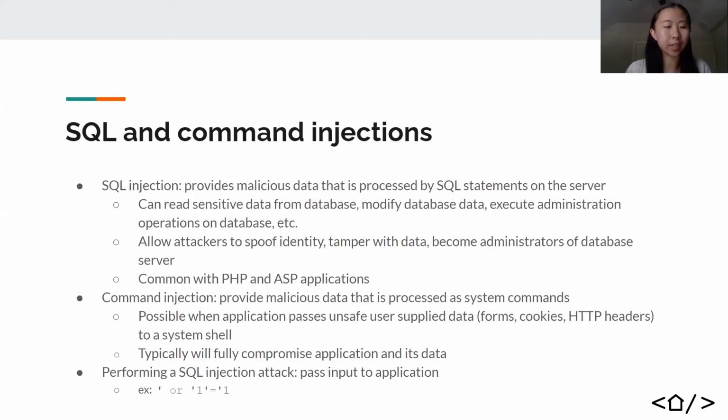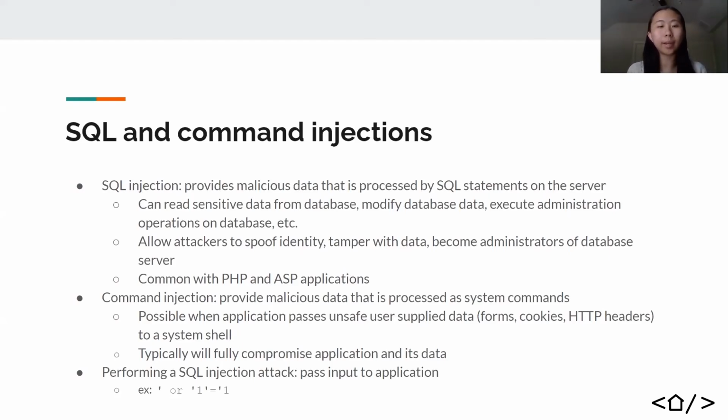Another type of injection is a command injection. This is when the attacker provides malicious data that's processed as system commands. This is possible when the application passes unsafe user-supplied data, such as forms, cookies, and HTTP headers to the system shell, and this will typically fully compromise the application and its data.